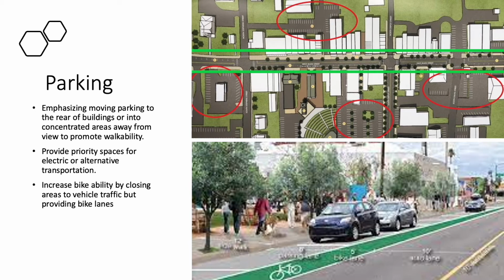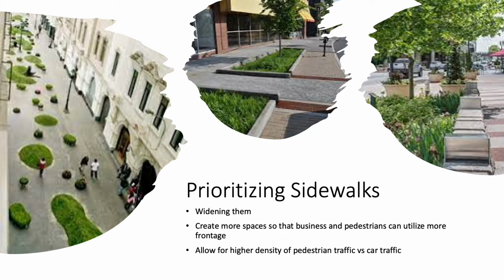And it increases bikeability by closing areas to vehicle traffic, but providing bike lanes. The buildings would already be set up close to the road, but then providing bike lanes across there is just another way to include everybody that's going to be moving around in this area, while not shutting them off. The next thing we're going to look at is prioritizing sidewalks.